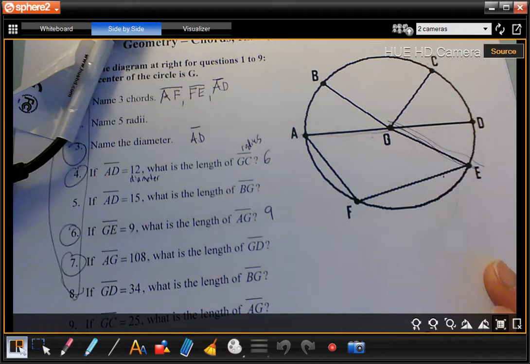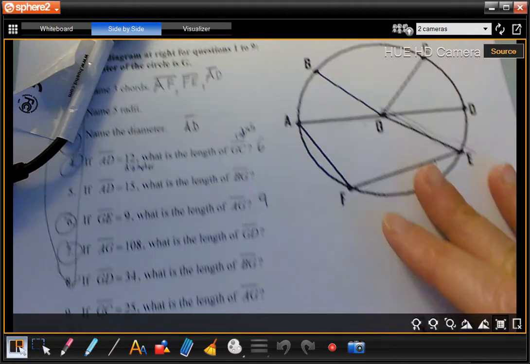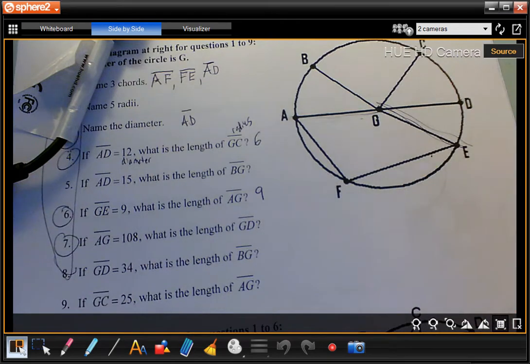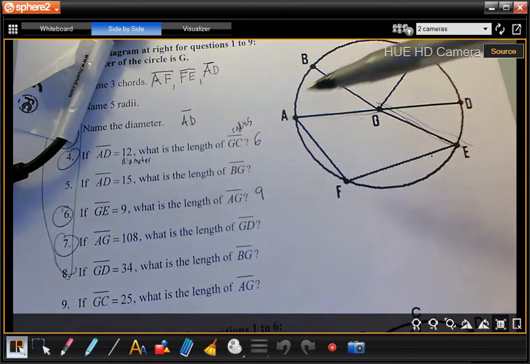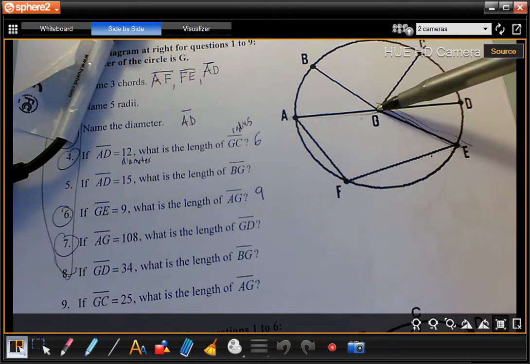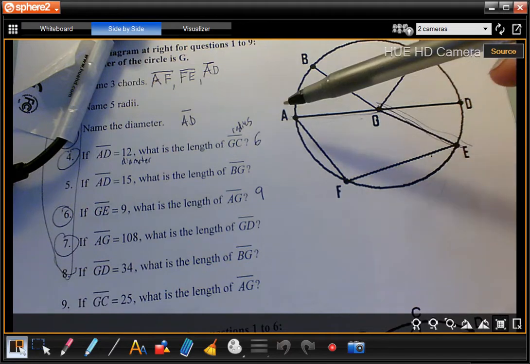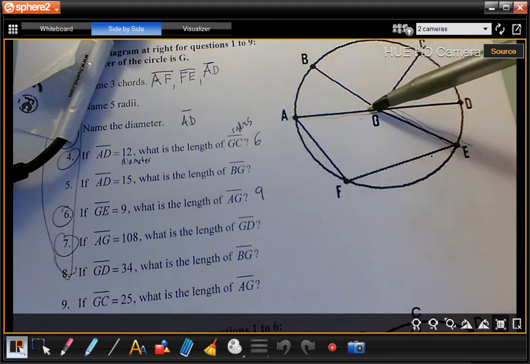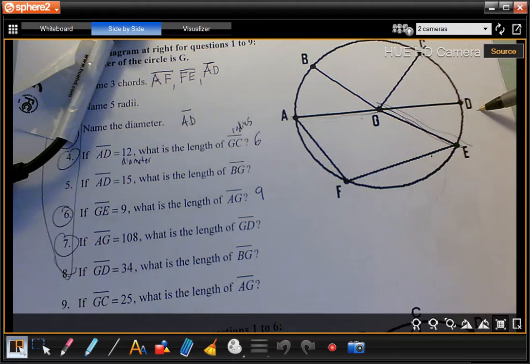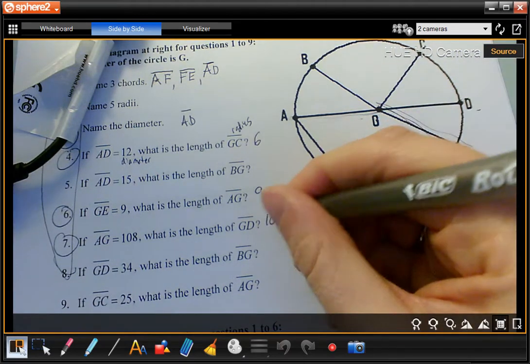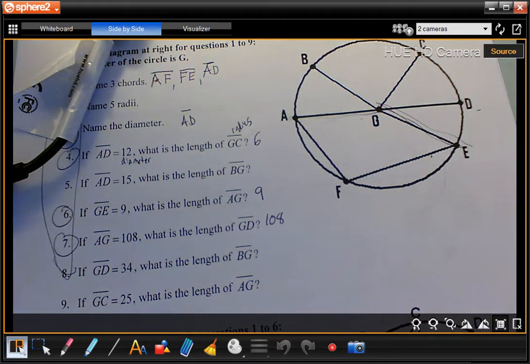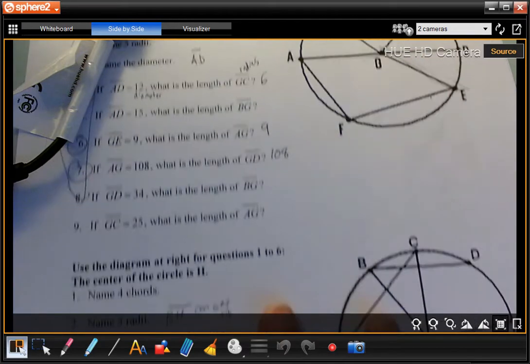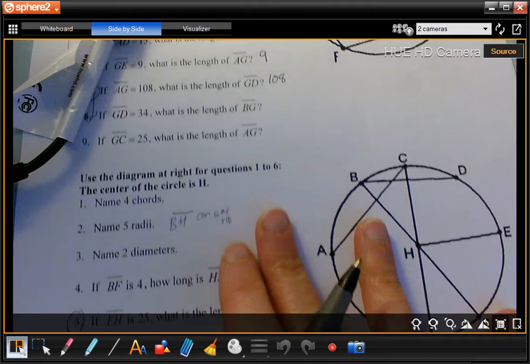Okay? We've got number 7. Now we're forgetting all that other information. All we know is what radii are and what the diameter is. If we're given that A to G is 108, and that's a radius, what is G to D? That's also a radius, also 108. So pretty straightforward. Okay, we're going to move down to the second one, which is very similar to the first.